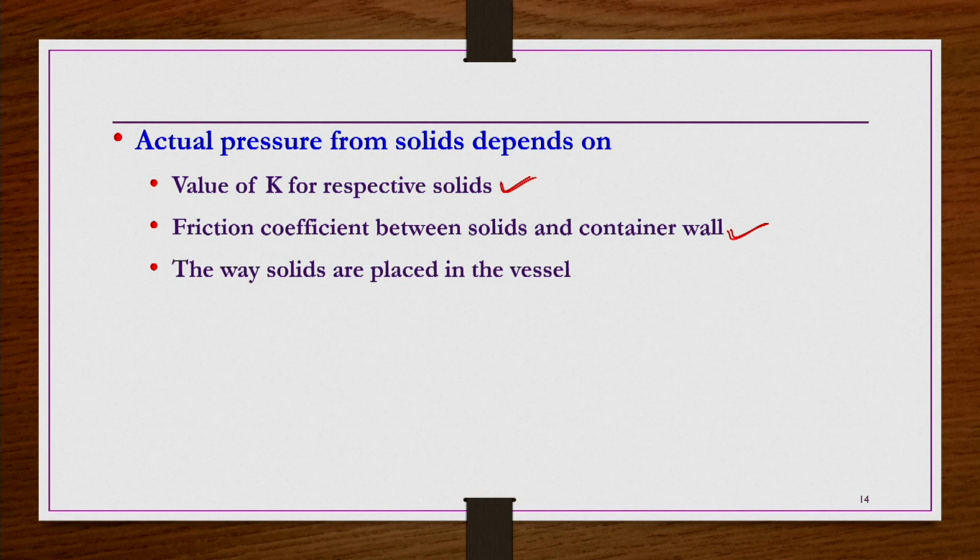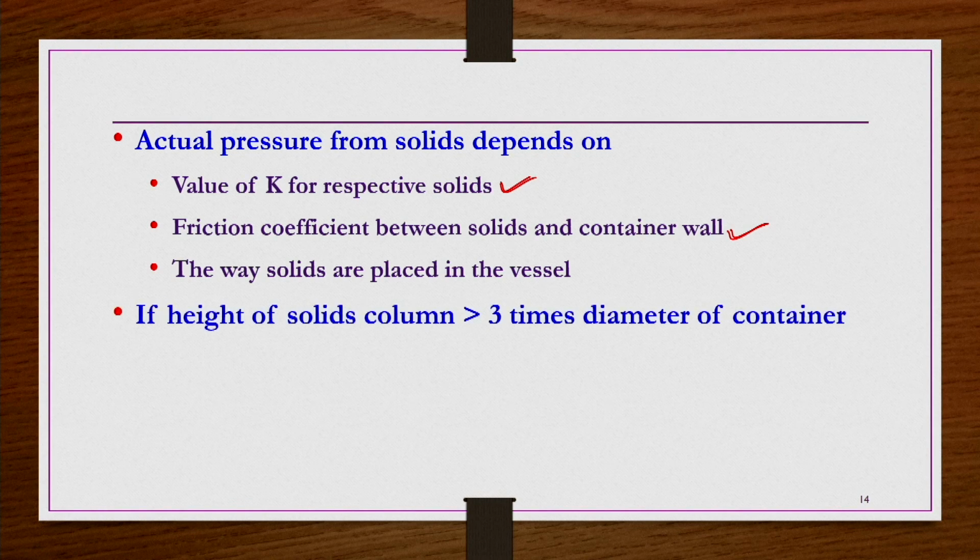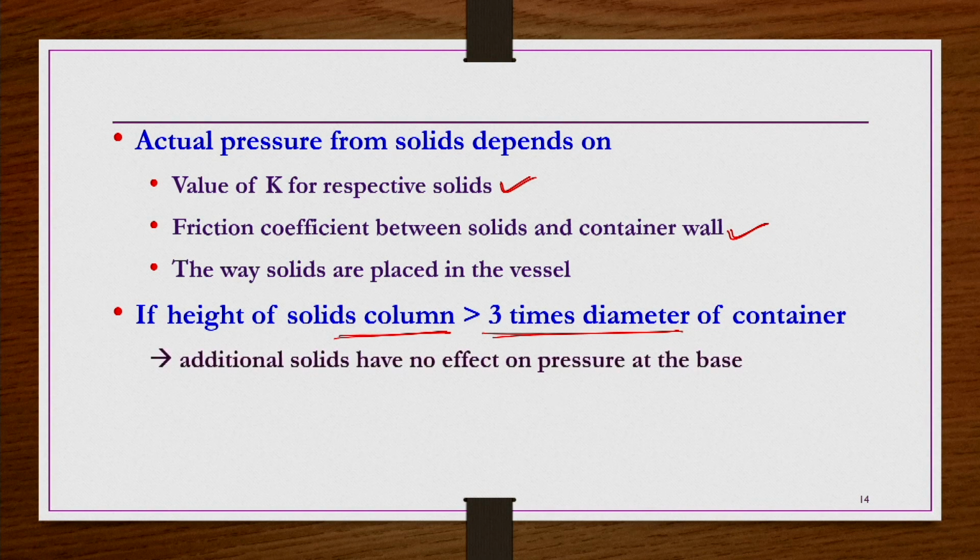And then the way solids are placed in the vessel also has an influence on the actual pressure from solids. And if the height of the solids column is larger than 3 times the diameter of the container, let us say the height up to which you fill the solids is h and the diameter of the container is d, if h is greater than 3d, then whatever additional solids you pour in is not going to affect the pressure at the base.